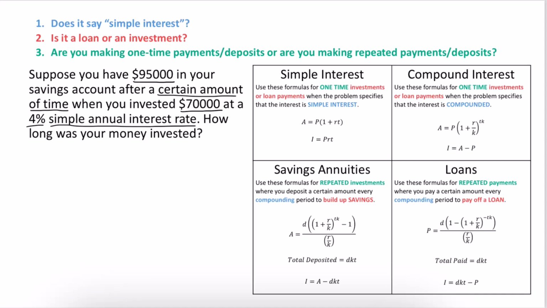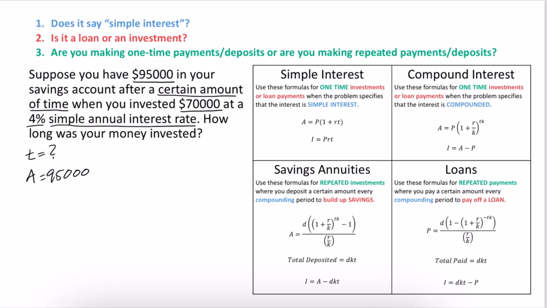And the question is how long was your money invested? So I'm going to write out what I'm looking for to start with. So T is the thing I'm looking for. The $95,000 is the amount I have in my savings account after the amount of time that I've invested my money for. So that tells me that $95,000 is going to be my variable A.